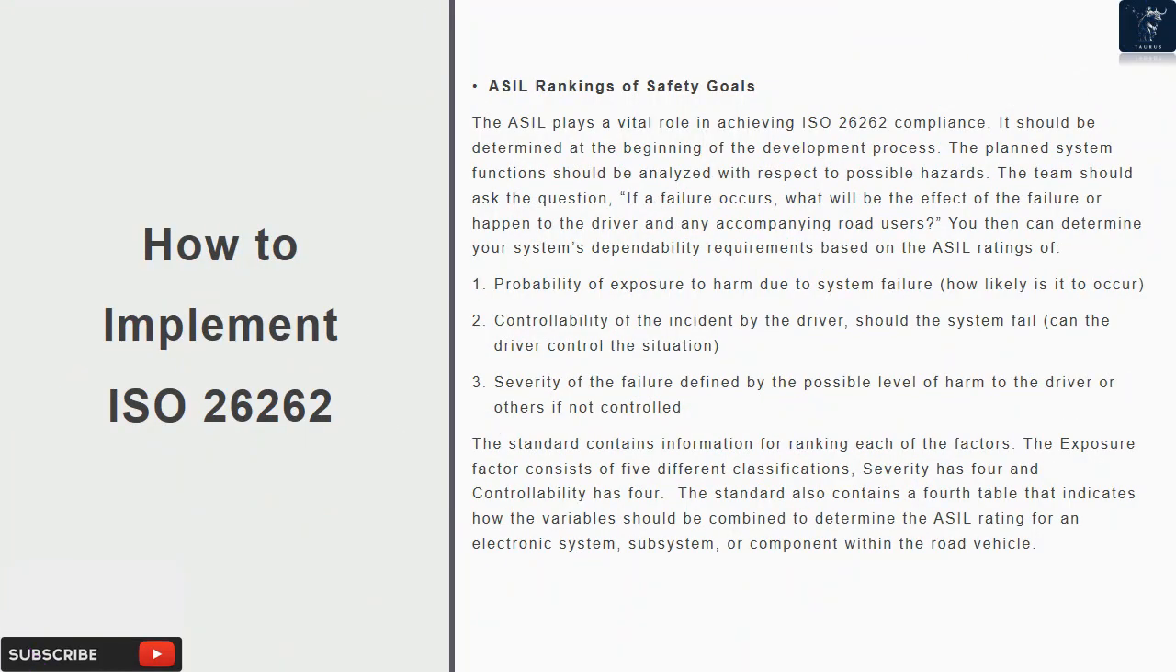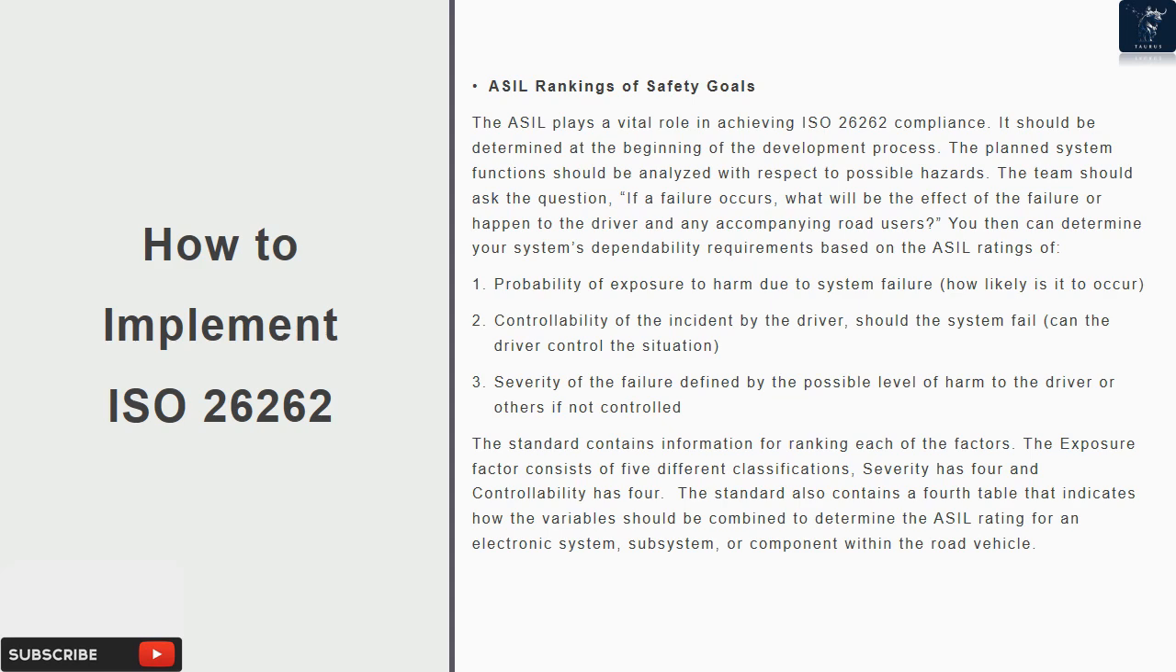ASIL rankings of safety goals. The ASIL plays a vital role in achieving ISO 26262 compliance. It should be determined at the beginning of the development process. The planned system functions should be analyzed with respect to possible hazards. The team should ask the question: if a failure occurs, what will be the effect of the failure, or what will happen to the driver and any accompanying road users?